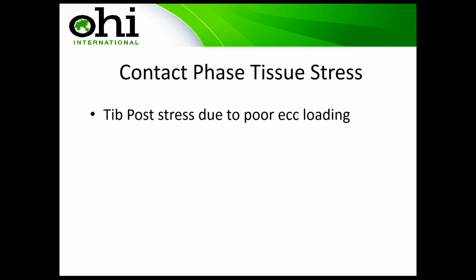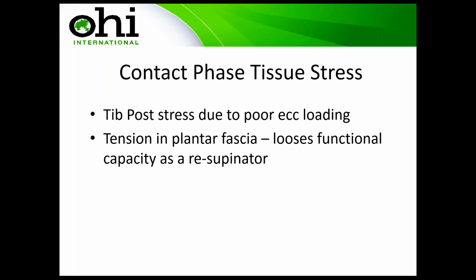Contact phase tissue stress. Okay, so we've just discussed eccentric loading, inverted to everted. Tib post's primary function is as an inverter and plantar flexor, but it also works in an eccentric capacity. When the foot hits the ground very quickly and moves into eversion very quickly, the foot abducts and it pulls the tendon around underneath the sustentaculum tali, and it puts a lot of stress on the tendon. Over years, it can just wear away and the tendon starts to fray.